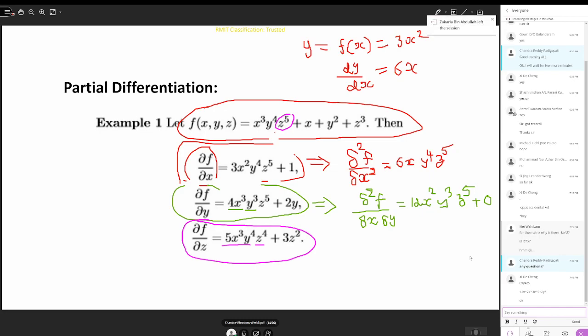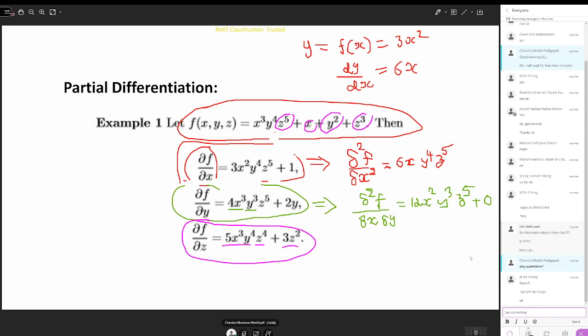The differentiation of x with respect to z will be 0. The differentiation of y² with respect to z will be 0. Then the differentiation of z³ with respect to z will be 3z². Okay, so this is how you can do the partial differentiation.